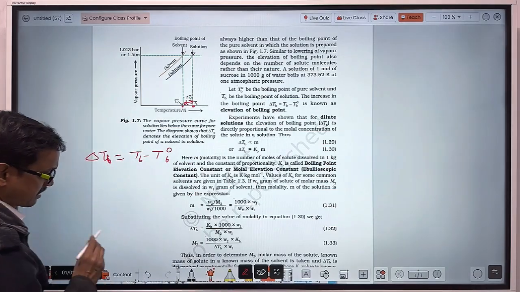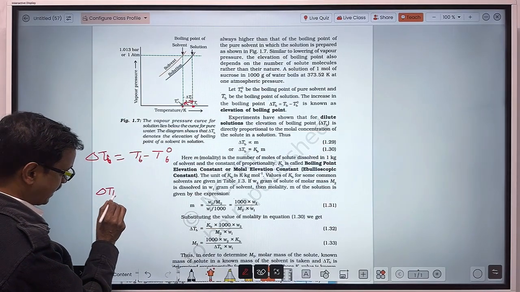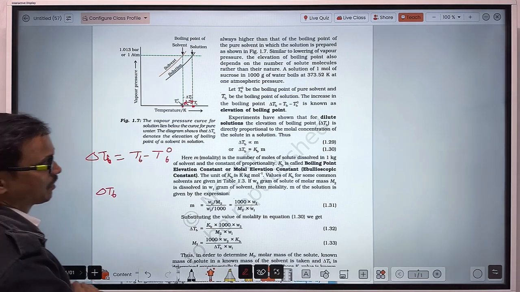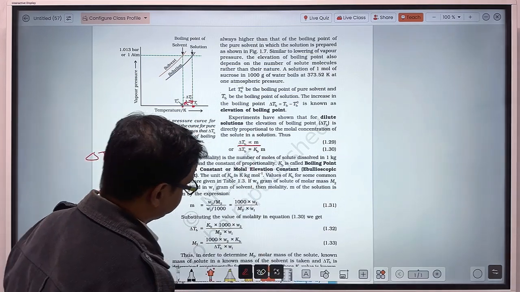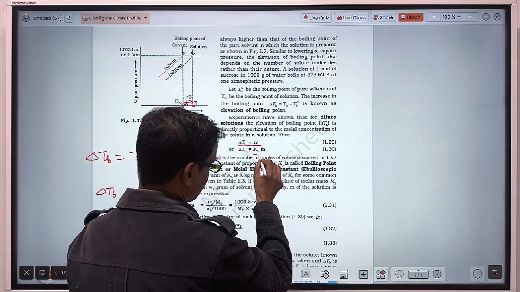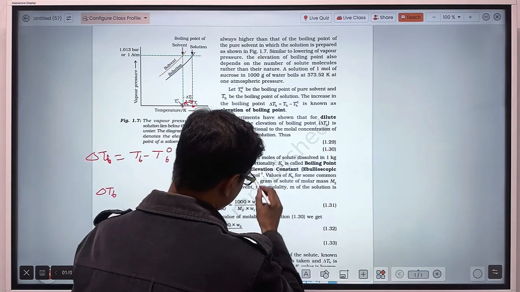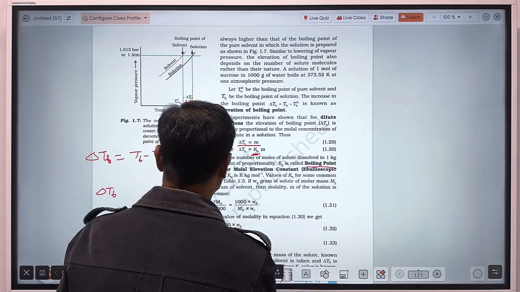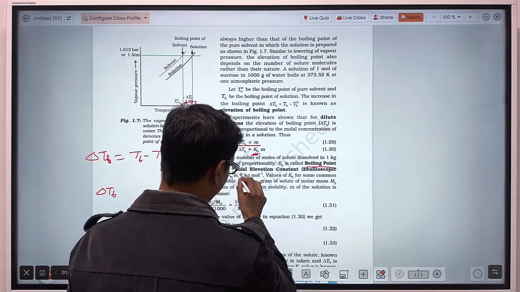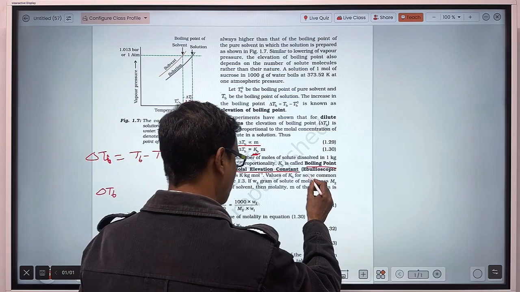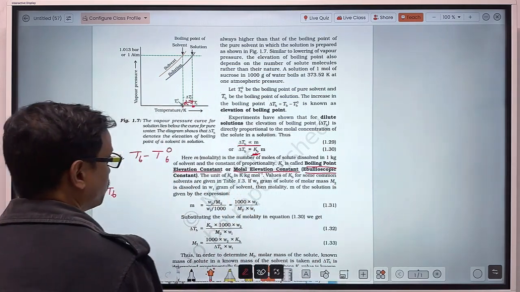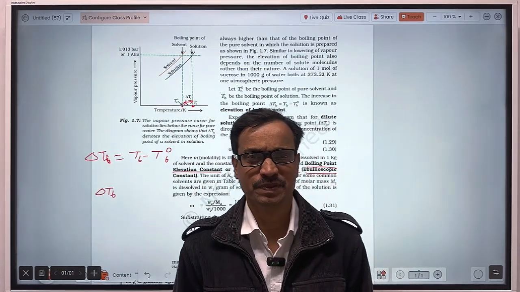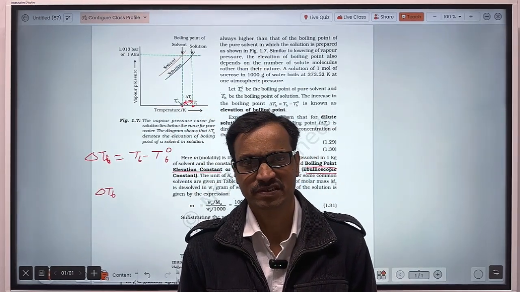So this law tells that delta Tb, that means elevation in boiling point, will be directly proportional to molality of the solution. Remove the proportionality sign, so there will be a proportionality constant, that is Kb. This Kb is called boiling point elevation constant or molal elevation constant, and most importantly the ebullioscopic constant. Ebullioscopic constant will be frequently given in the board examination.